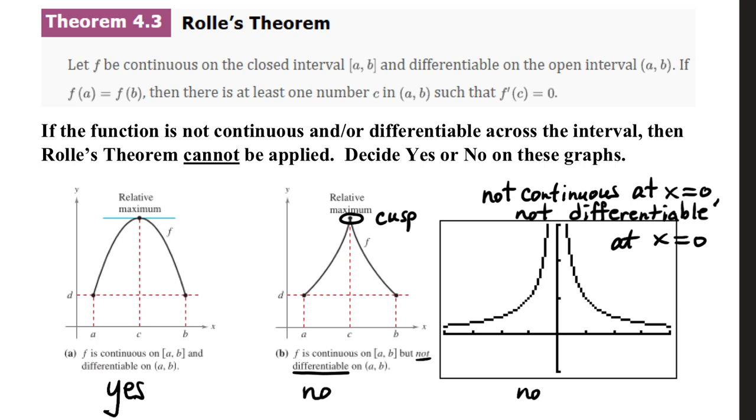The graph in the middle is continuous from a to b, but it's not differentiable because it has a cusp or a sharp turning point. Now that is a relative maximum, but since the derivative doesn't exist there, we can't use Rolle's theorem. And then our last graph has a vertical asymptote when x is 0, so it's definitely not continuous. If it's not continuous, then it can't be differentiable, and so Rolle's theorem cannot be applied on the third graph as well.